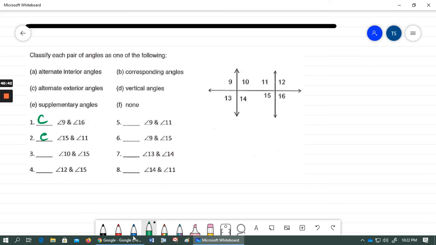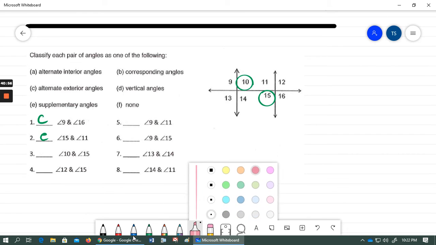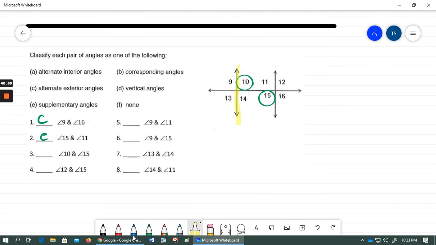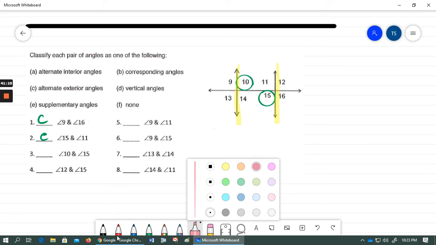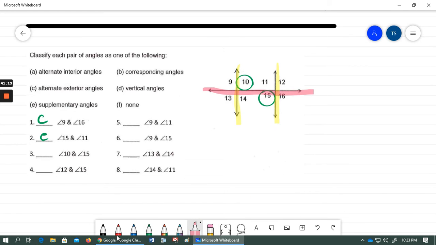All right, number 10. Angle 10 and angle 15. That one and this one. All right, both of these angles are interior. They're both between these two lines. They're on alternate or opposite sides of the transversal, and they are not adjacent. They're not right beside each other. They don't share a common vertex or a common ray.